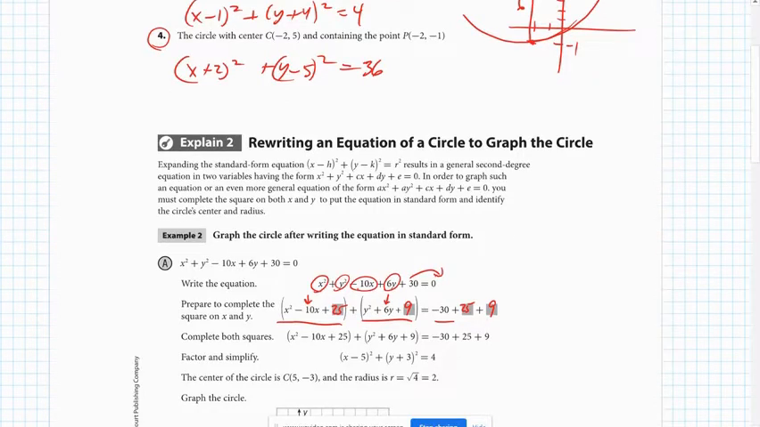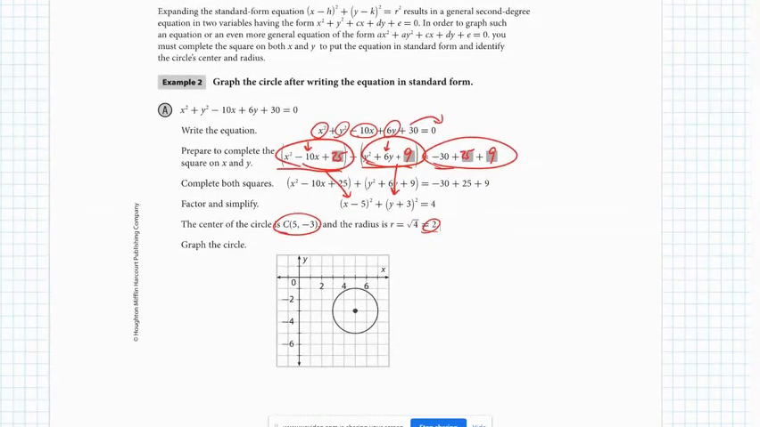So if we factor this, we get (x - 5)^2. If we factor this, we get (y + 3)^2. And then if we add up all the numbers on the right side, we have -30 + 34, which is -4, or sorry, -30 + 34 is +4. And so that means our radius is 2. So our center is (5, -3) and our radius is 2. And then you can sketch a graph by starting at that center and using the radius that we found.